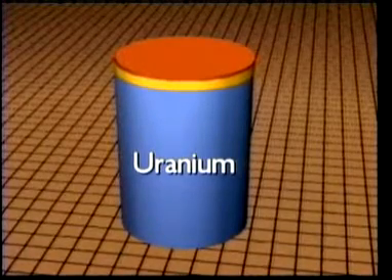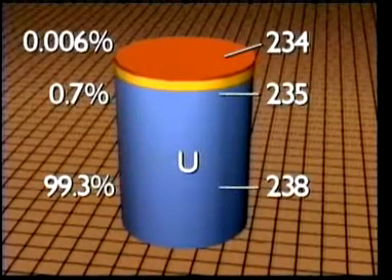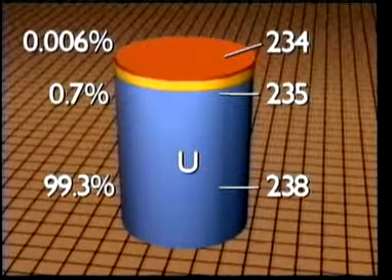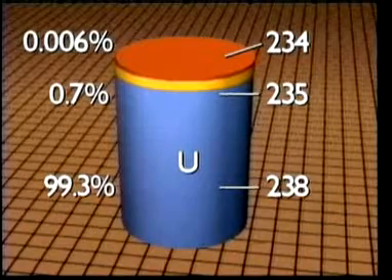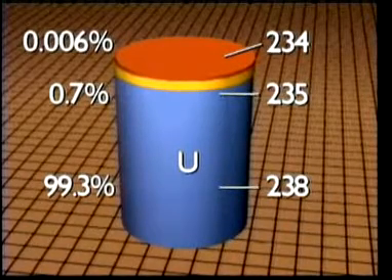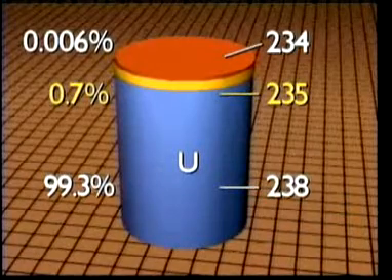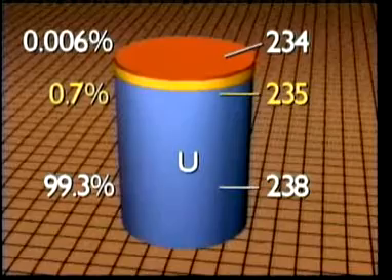Uranium is the most usual fuel. It has 3 naturally occurring isotopes: uranium-238, uranium-235, and uranium-234. In a uranium-fueled reactor, the only isotope that will work is uranium-235. However, it is rare.